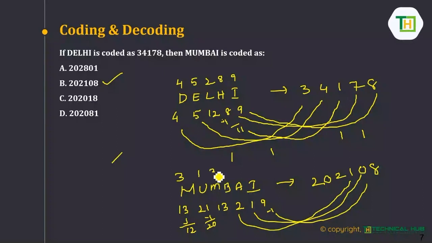B is 2. A is 9. The logic is subtract by 1. So 3 minus 1, 2. 1 minus 1, 0. 3 minus 1, 2. 2 minus 1, 1. 1 minus 1, 0. 9 minus 1, 8. Finally, the answer is 202108. So given the options, option B is the correct answer.